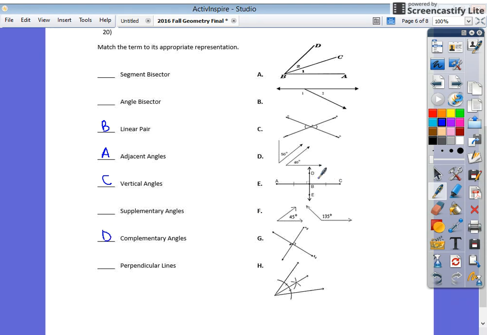E is your segment bisector. We have segment AC being bisected here by BE. We know it's a bisector because we have our congruency marks here, and bisect means to cut into two congruent pieces. So E is our segment bisector. F is our supplementary angles. We have 45 and 135. Together they add up to 180. So those are supplementary. G is our perpendicular. We have a little right angle mark here. So G is our perpendicular lines. And then H is our angle bisector. We have an angle that's being cut into two congruent pieces.